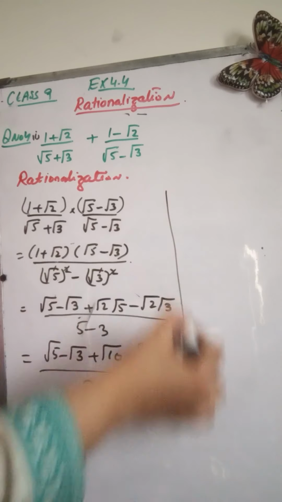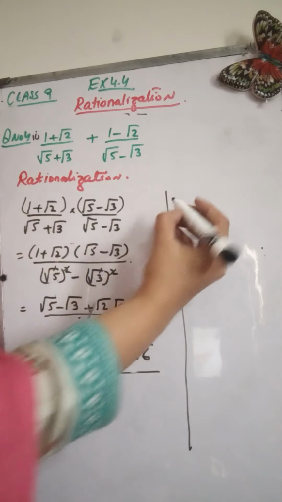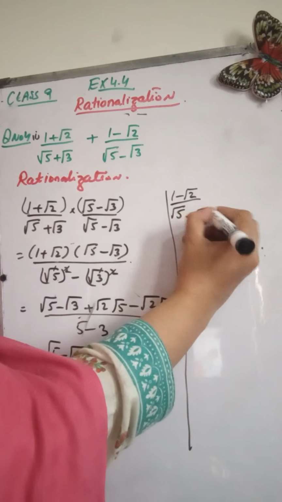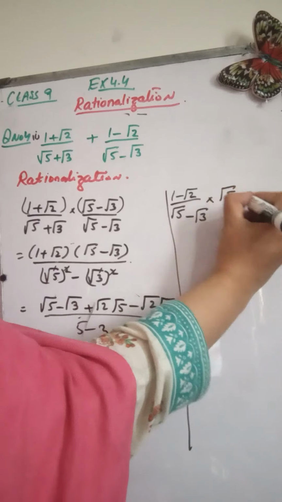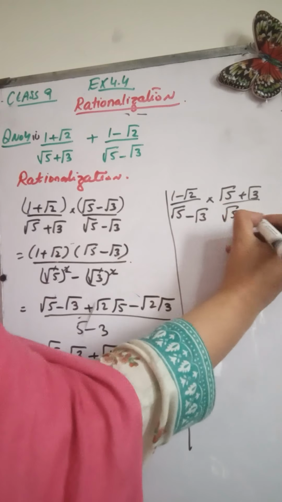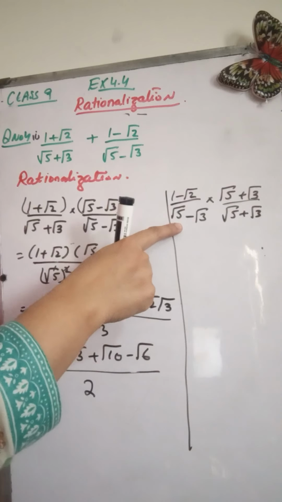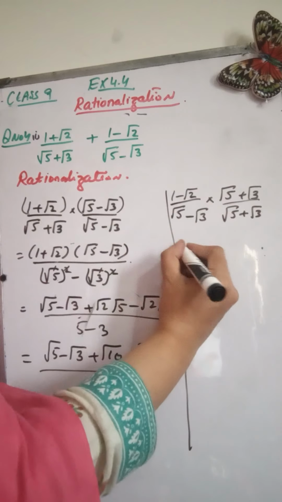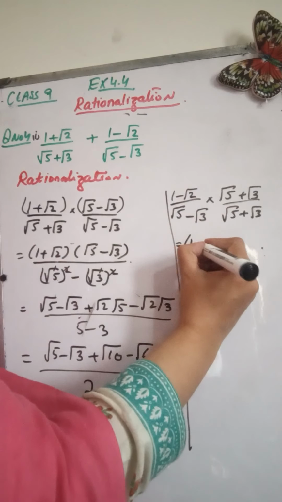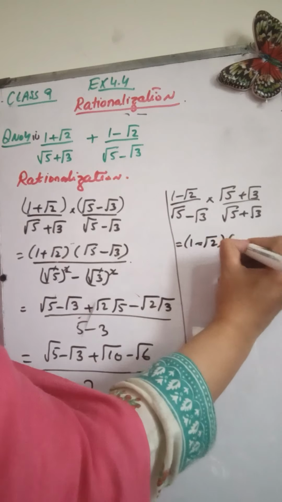Now again rationalizing the second fraction, 1 minus under root 2 over under root 5 minus under root 3. This will be under root 5 plus under root 3. Multiplying the conjugate of the denominator in the numerator as well as the denominator. Again I am going to multiply these two numbers in the numerator as well as in the denominator.